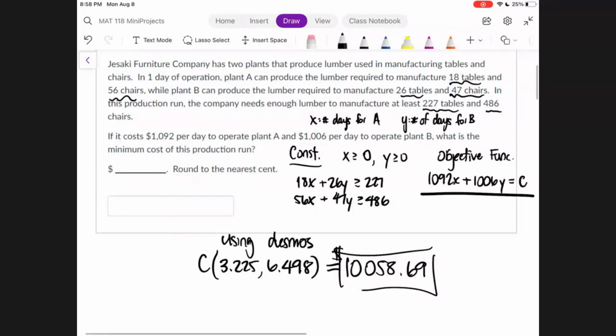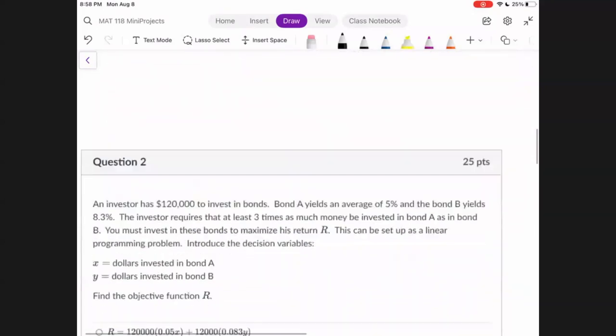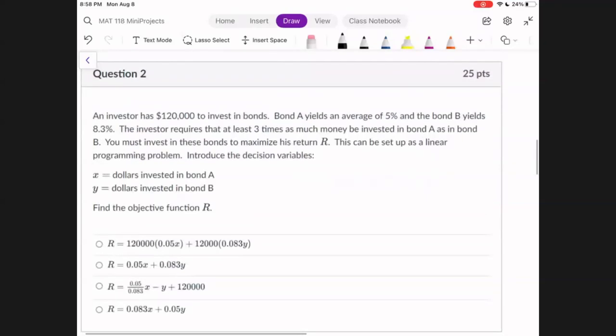Okay, on to the next question. An investor has 112,000 to invest in bonds. Bond A yields a 5% average. Bond B yields an 8.3% average. The investor requires at least 3 times as much money invested in A as in B. You must invest in these bonds to maximize your return.